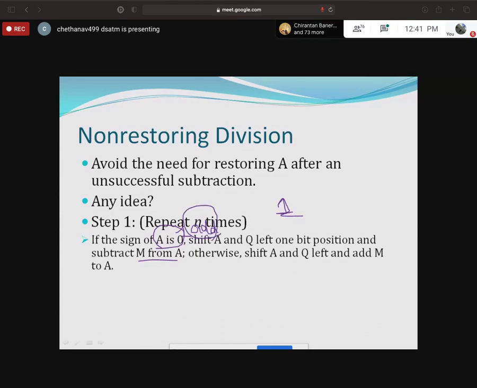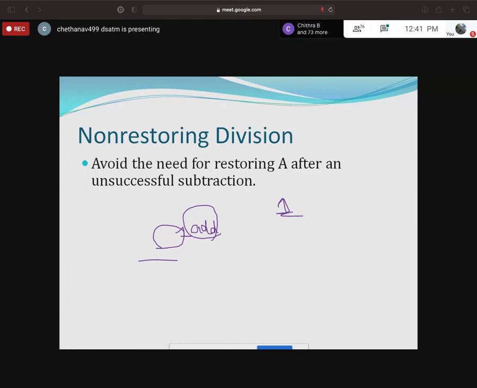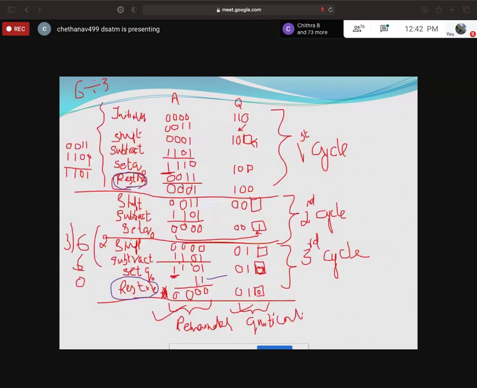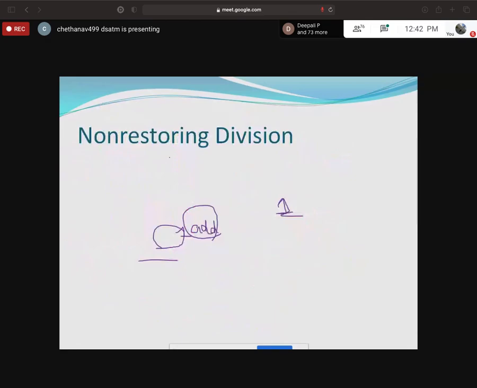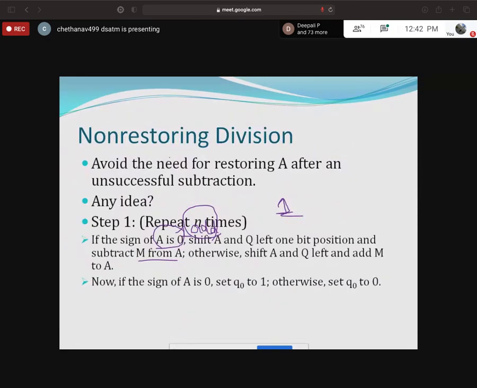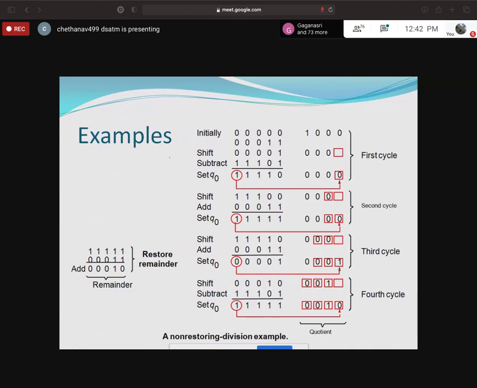There, each and every time you are going to subtract. Here it is quite the opposite. You don't need to subtract every time; only if this bit is 1 do you subtract, otherwise you add. I'll tell you how to do that, so let me go to the problem directly. We'll do the problem, and I'll show you how. This is the example given for non restoring division, very simple: the same example, divide 8 by 3.